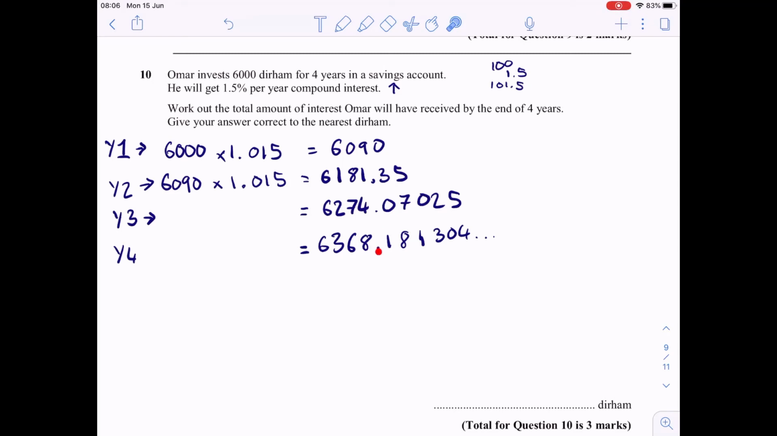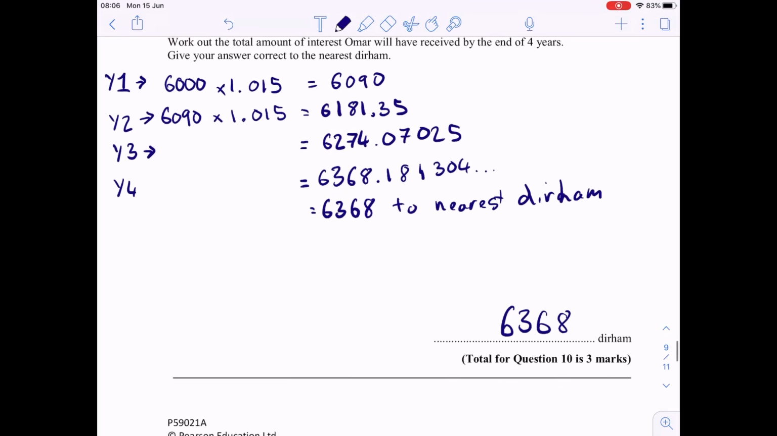It probably carries on going, but remember our question asked us for the nearest dirham. If I round it, I look at the number to the right. That's a number between 0 and 4, so this is not going to be rounded up, it's going to stay as an 8. So my answer is 6368 to the nearest dirham. Let's write that down, 6368. So this is, I think, the most hands-on approach.